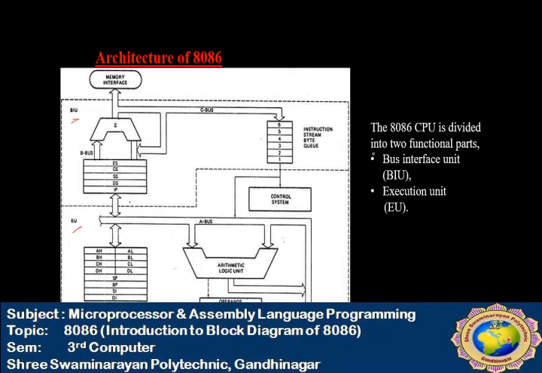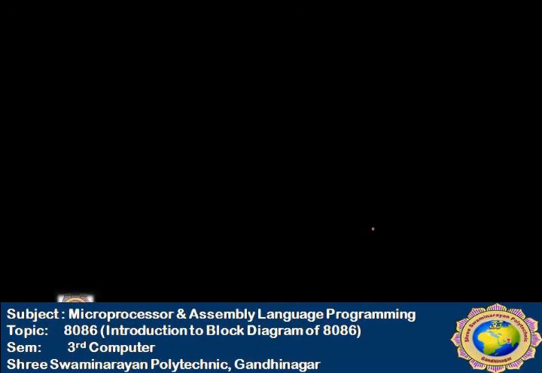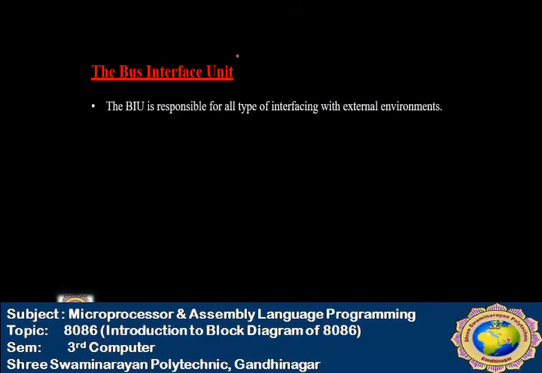So the first part is the bus interface unit and the second part is the execution unit. Let's start with the bus interface unit. The bus interface unit is responsible for all types of interfacing with the external environment. It means input-output devices or the memory section will be interfaced through it.